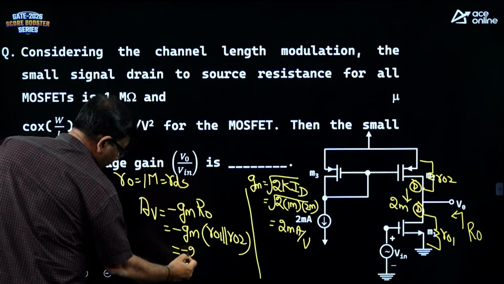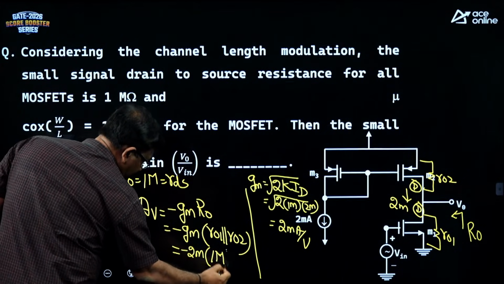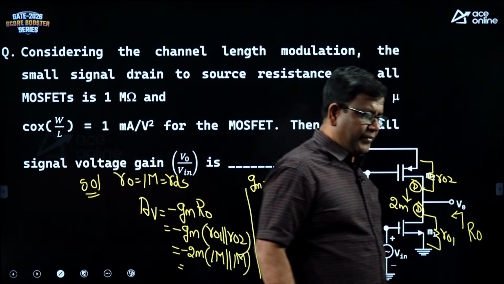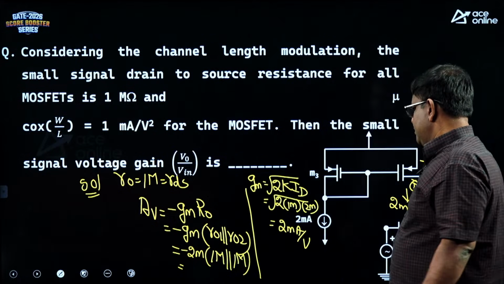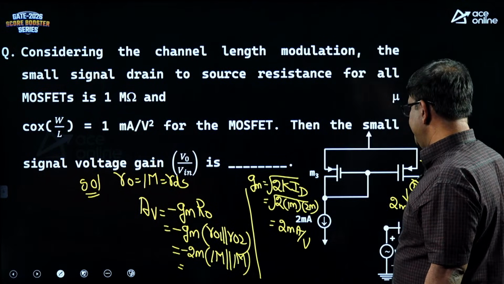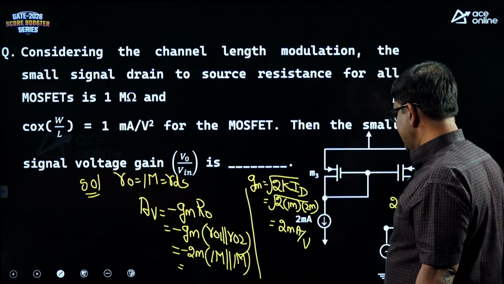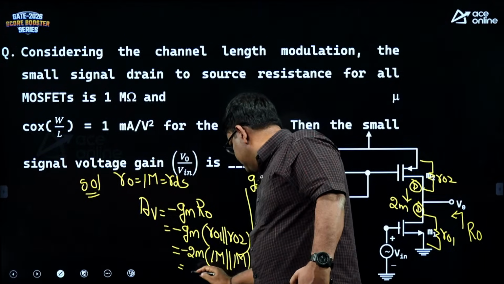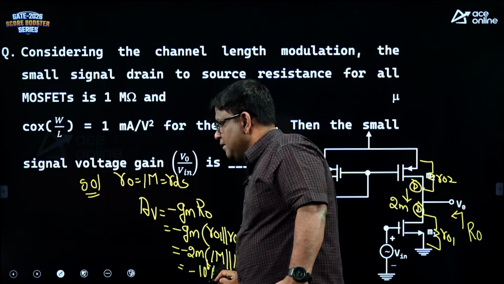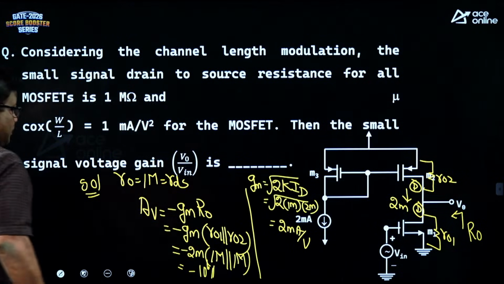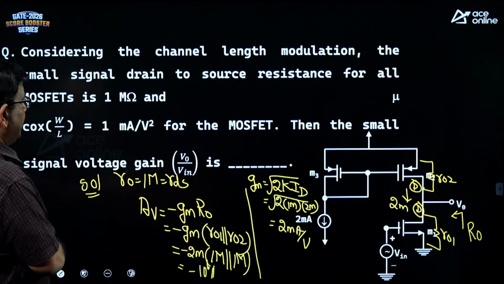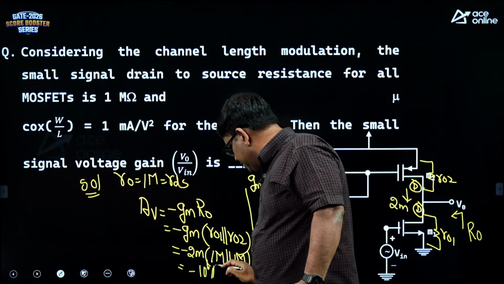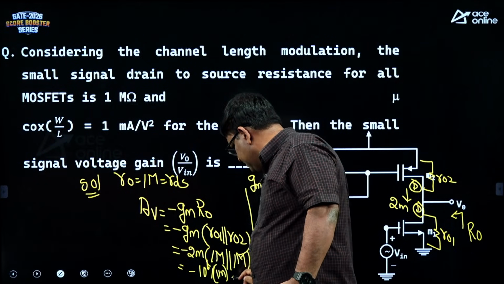So, let me substitute 2 milli into 1 mega parallel with 1 mega, that is given. So, how much is 1 mega parallel with 1 mega? That is 1 mega by 2. So, 1 mega by 2 into 2. So, 2 gets cancelled. The gain is going to be minus 10 power 6 into 1 milli. R01 parallel R02 is 1 mega ohm. So, it is minus 1000.